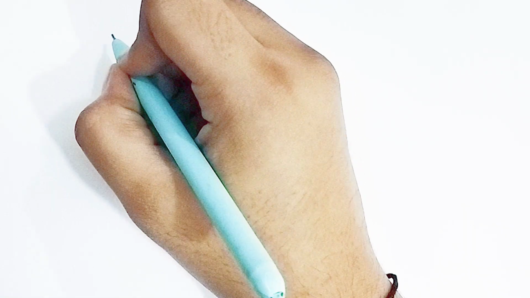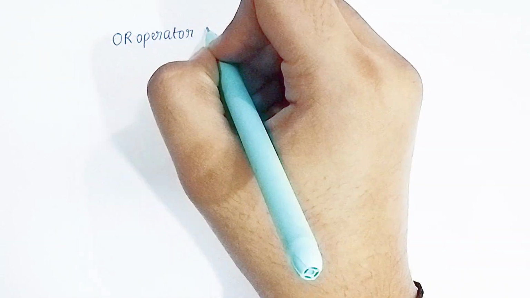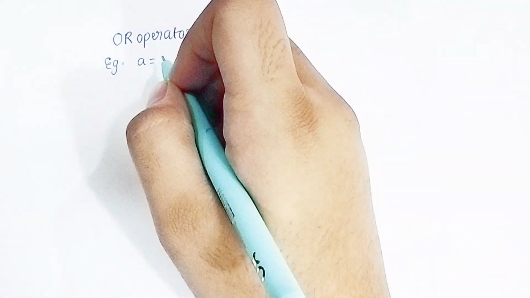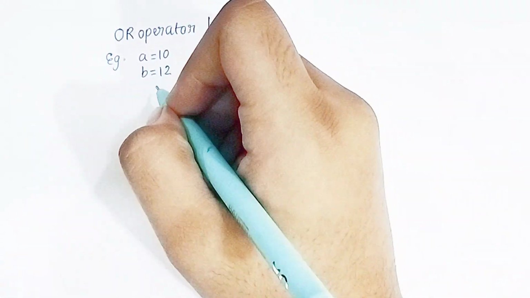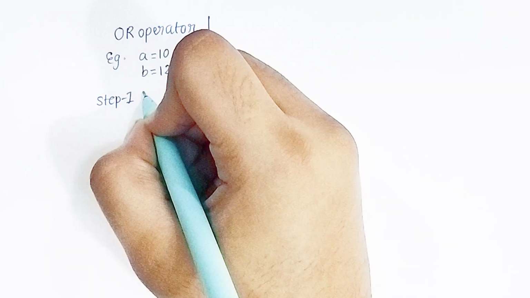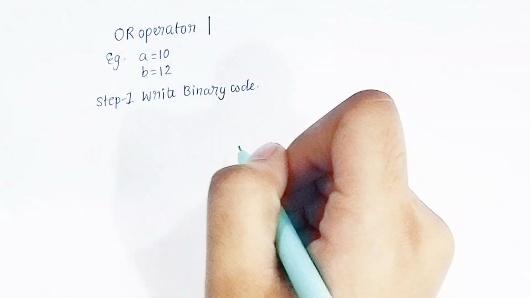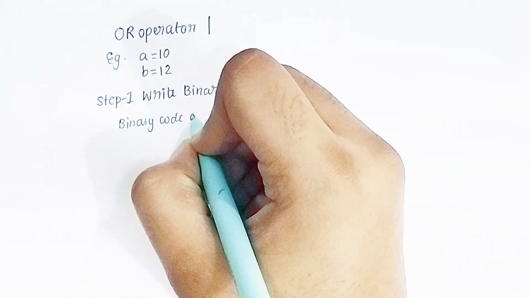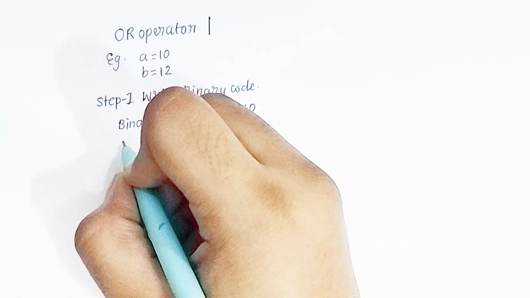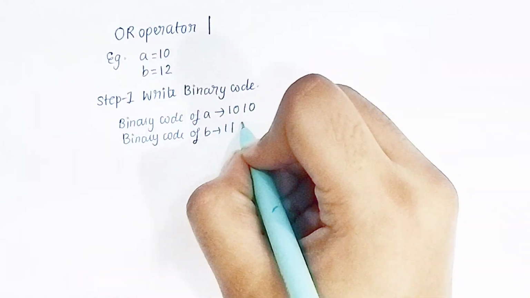Yay. Now let's try to understand the OR operator. I'm going to use the same example which we have already discussed in the AND operator. Step 1 is to write the binary code, and here I'm writing the same code since we have already discussed it in the AND operator. And here's the code.